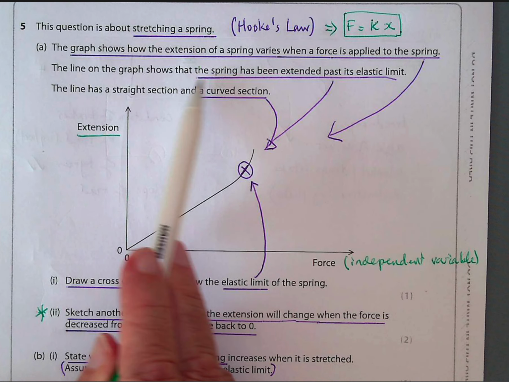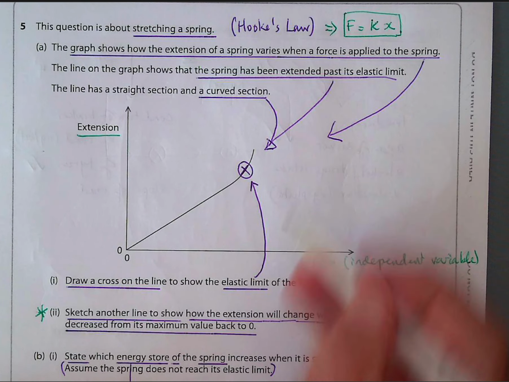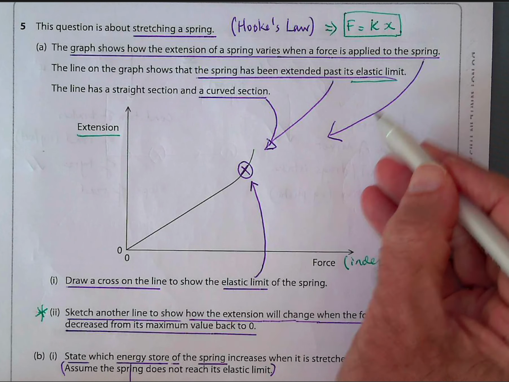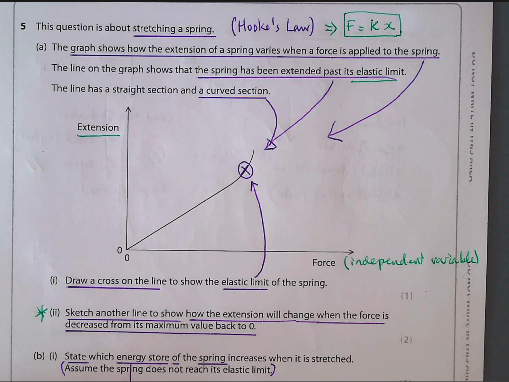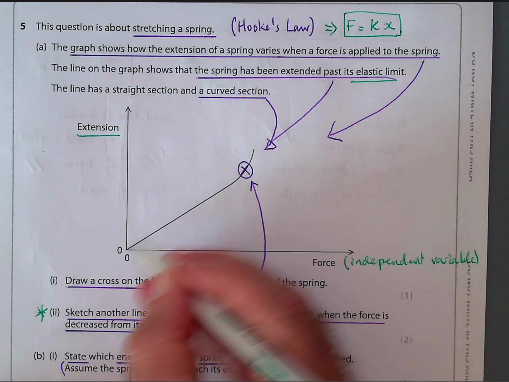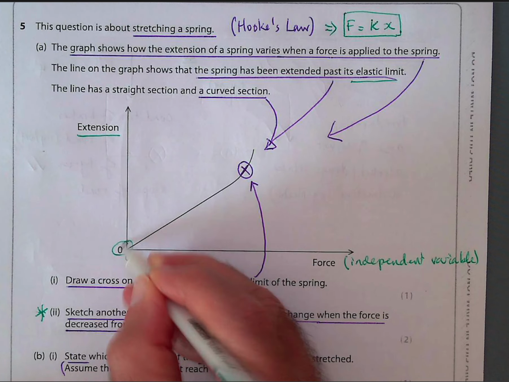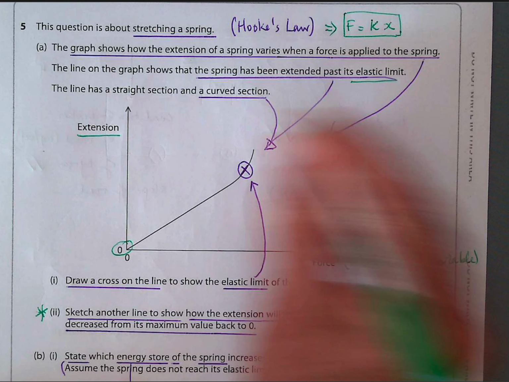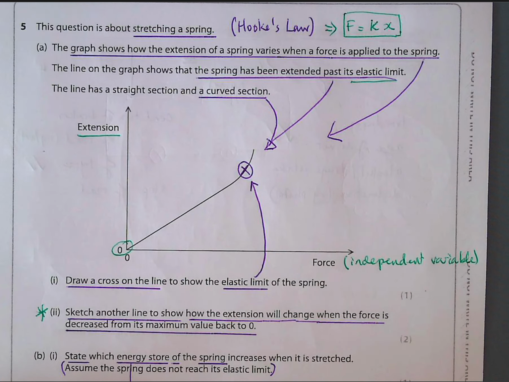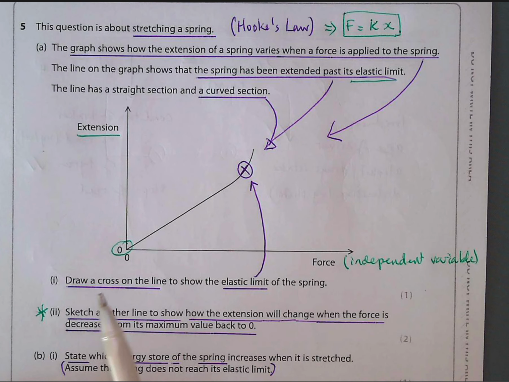The line in the graph shows that the spring has been extended past its elastic limit. Now, if it's gone past its elastic limit, they want you to know that it will not return to its original length. So the original length would be where the extension is 0. They're giving you information, so I've underlined it. This is called active reading. When you read a question, make sure you underline key words so you're thinking about it.